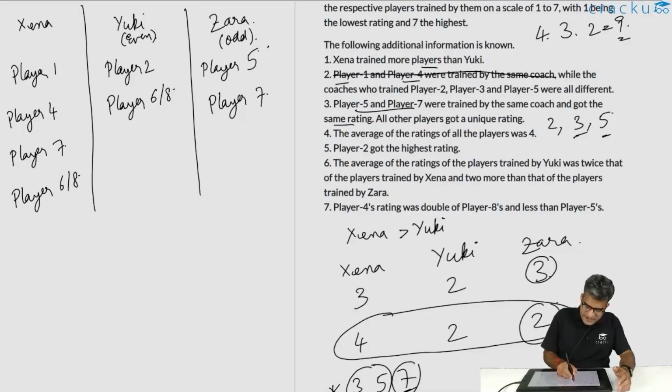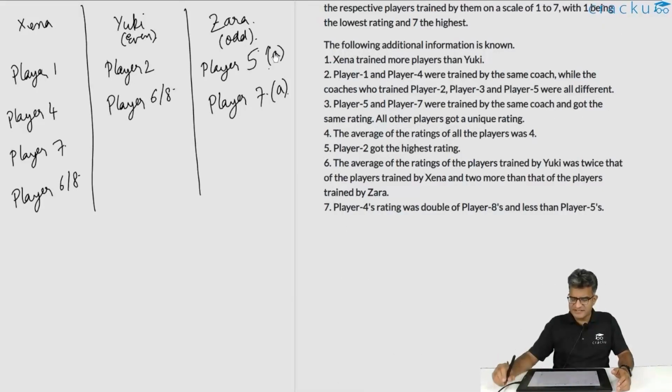So if you assume that the rating they got is say A, both of them got the same rating. All other players got unique rating. What does this mean? The total number of players is 8. So if you are looking at 7 unique ratings, we have 1, 2, 3, 4, 5, 6 and 7. And the 8th rating is this A.